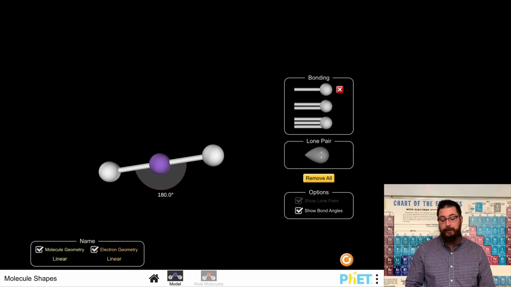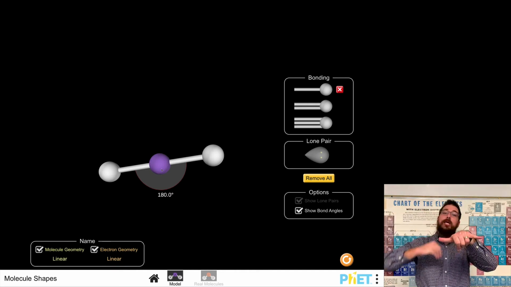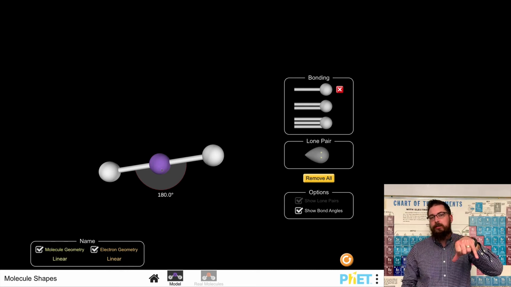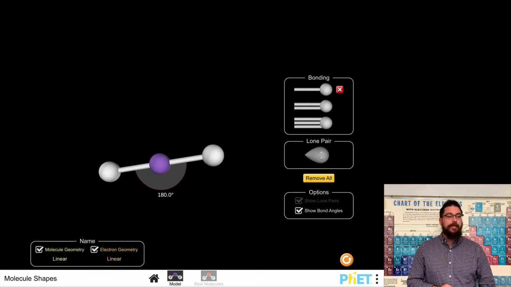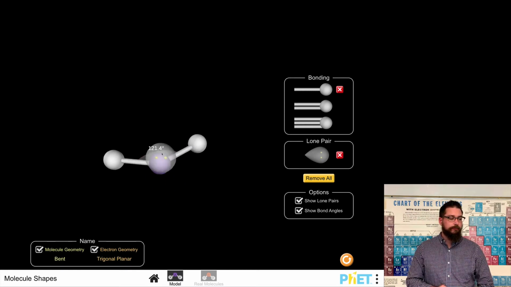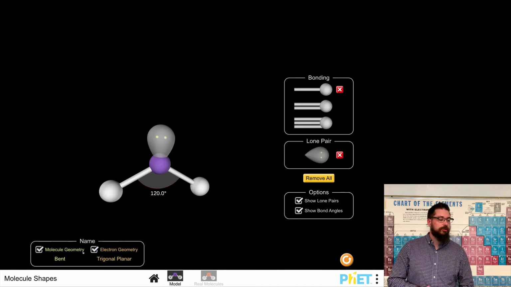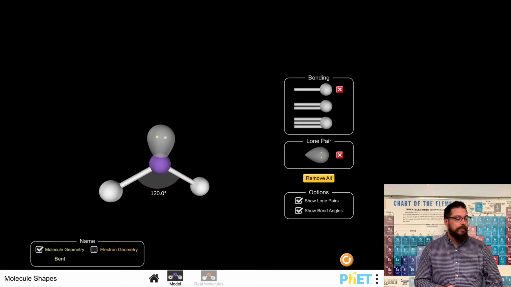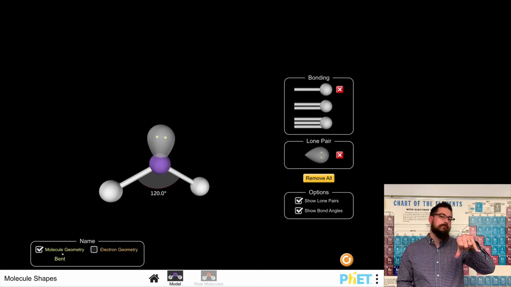And so what ends up happening is we have our linear shape. If we add a lone pair there, it will push the bonded pair down and it will make it bent. So if you take a look here, it pushes it down. There we go, and it's bent. So notice the molecular geometry is bent. The electron geometry is trigonal planar, but again, we're just gonna focus on this. So essentially it takes a linear shape and it bends it.